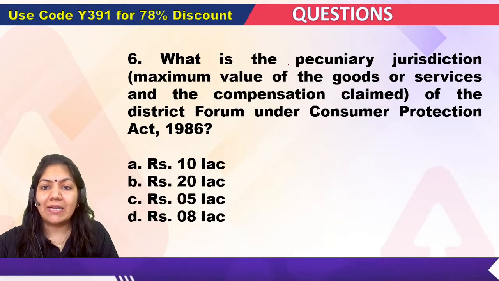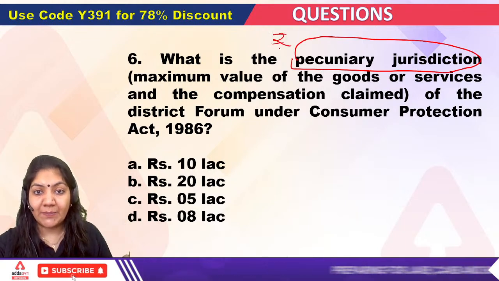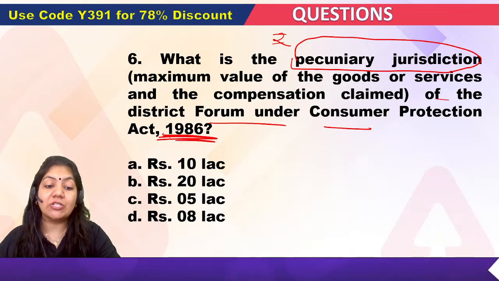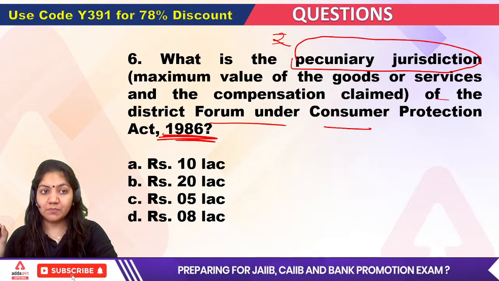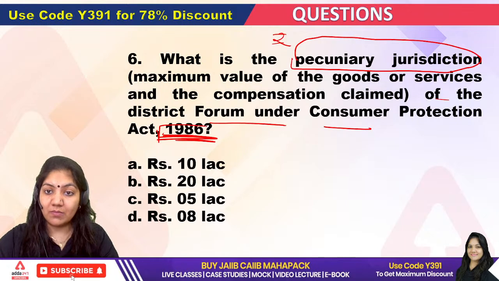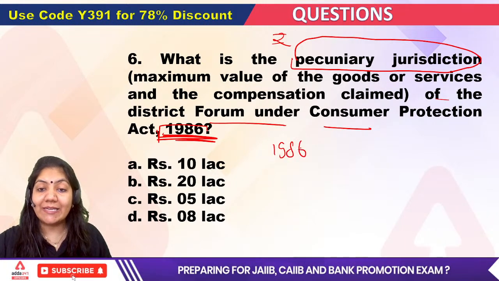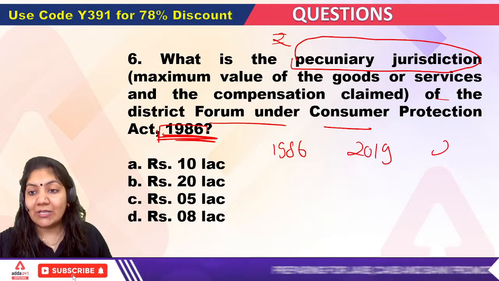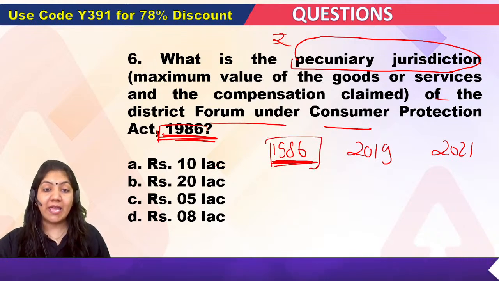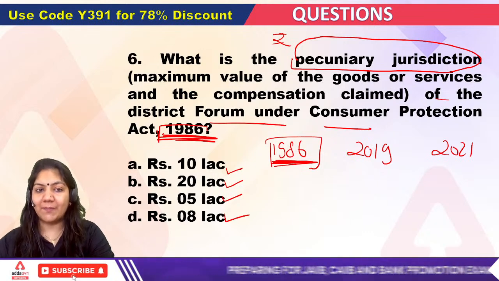Next. Okay class. What is the pecuniary jurisdiction? Pecuniary means related to money, of the district forum under the Consumer Protection Act 1986. So tell me the exact answer. In the district forum, what is the maximum under the Consumer Act 1986, 2019 and 2021? In this question it's asked about 1986. Is the maximum 10 lakh, 20 lakh, 5 lakh or 8 lakh? Tell me the exact answer of 6.